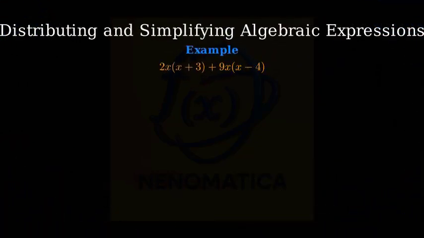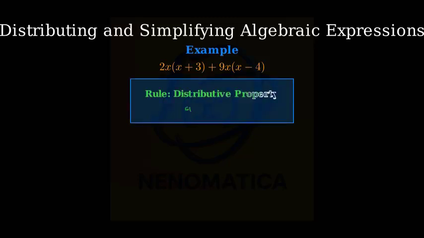We need to simplify the expression 2x times the quantity (x plus 3) plus 9x times the quantity (x minus 4). Our first step is to apply the distributive property to each term. Let's start with the first term, 2x times the quantity (x plus 3). The distributive property tells us that a times the quantity (b plus c) is equal to a times b plus a times c.